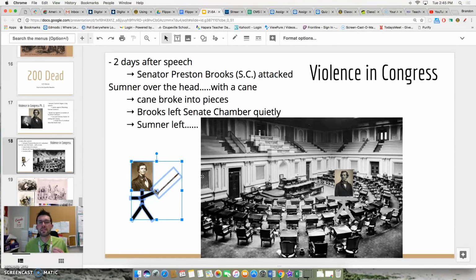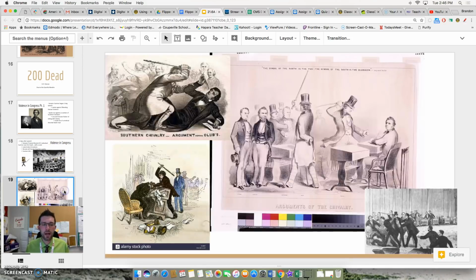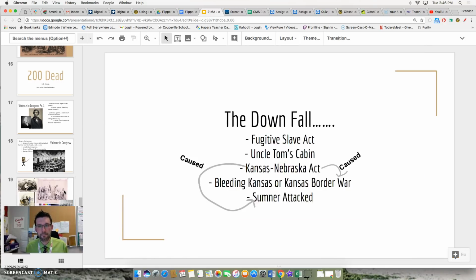Sumner was left as senseless as a corpse for several minutes. His head was bleeding from the wounds, and the blood was soaking into his clothes. And it took Sumner 3 years to recover from his injuries and to return to the Senate. Because of the lack of time I have in the video, I'm going to have you pause the video if you want to look at these various drawings of what people thought the attack actually looked like.